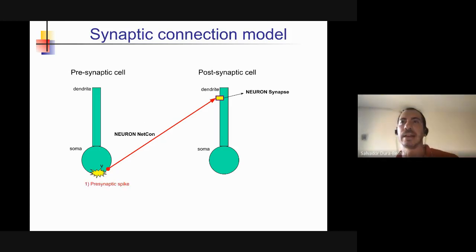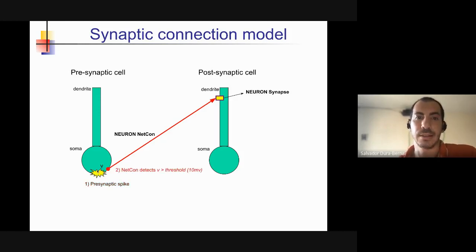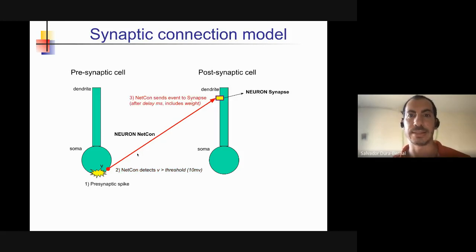Okay, so let's see again, step by step, the different things that happen in a synaptic connection in a neuron. The first thing that would happen is that you get a presynaptic spike. The presynaptic cell generates a spike for whatever reason. It might have inputs from other cells or a current injection. And so the NetCon in the presynaptic cell detects that the voltage has crossed the threshold. Here it says 10 millivolts, but it's usually -10 or 0. And so it will send an event to the synapse on the postsynaptic cell.